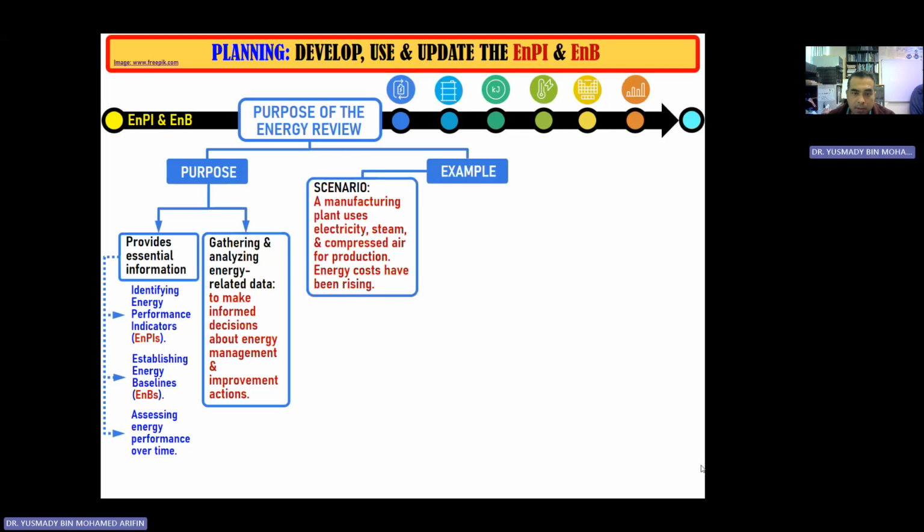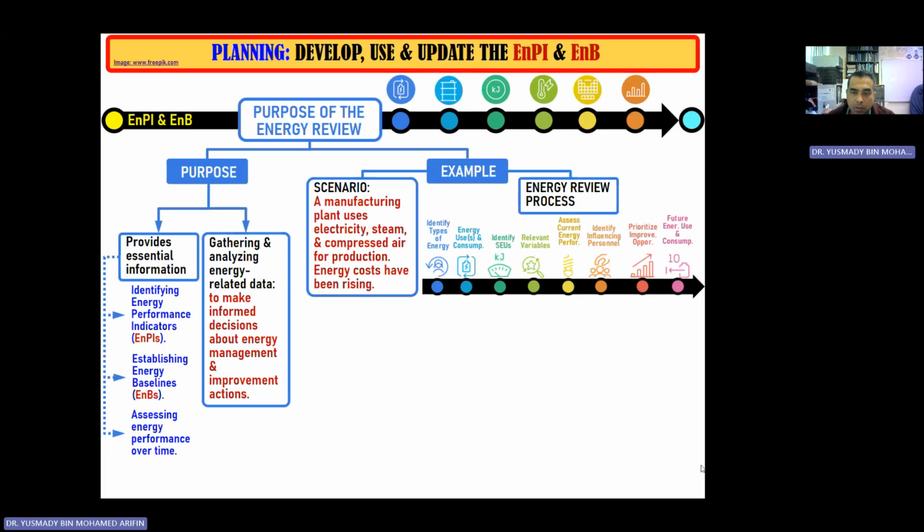For example, we have a scenario where a manufacturing plant uses electricity, steam and compressed air for production. Energy costs have been rising. So in terms of the energy review process, we already learned about the energy review process in the previous part. So we need to analyze energy use. In this case, the energy use refers to the electric power motor, HVAC system, steam, and also the steam for sterilization.